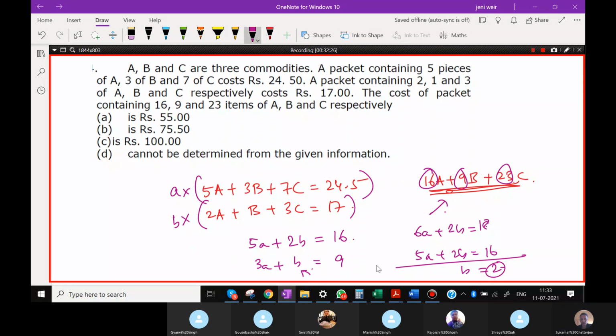Yeah. No, I'm putting some. Sorry. This is a equal to 2. Subtracting gives me a equal to 2, not b. So a equal to 2, you put the value of a here as 2. So b would be 9 minus 6, which is 3.